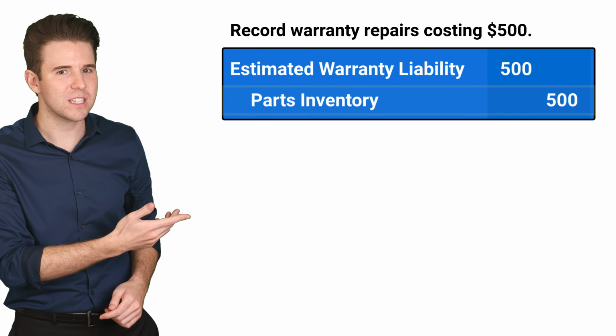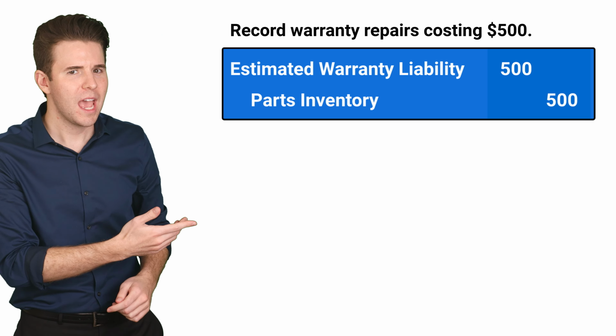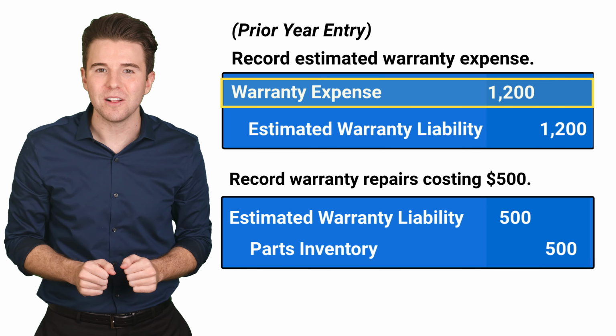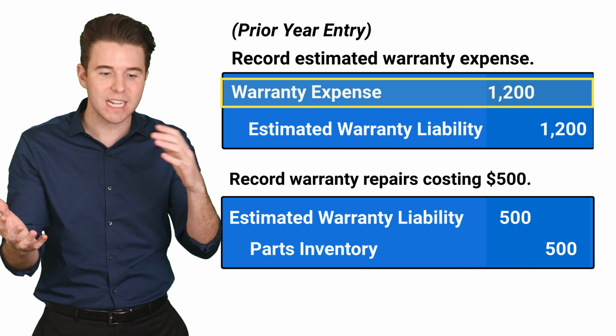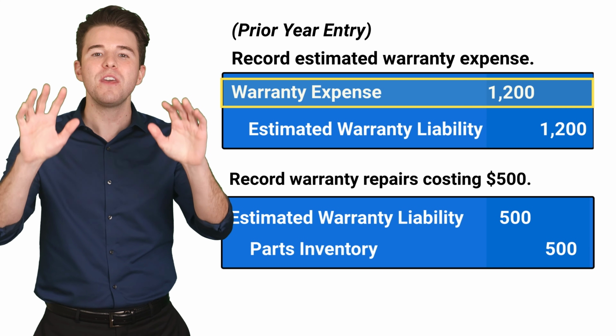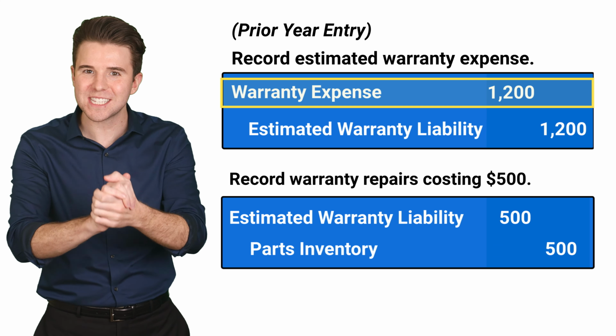But now look closely. Notice that no new expense was recorded when the customer brought in their car for repairs. The warranty expense for the car was already recorded in the prior year when we made the sale. We do this in accounting because the revenue and expense of selling the car are then both reported in the same period.